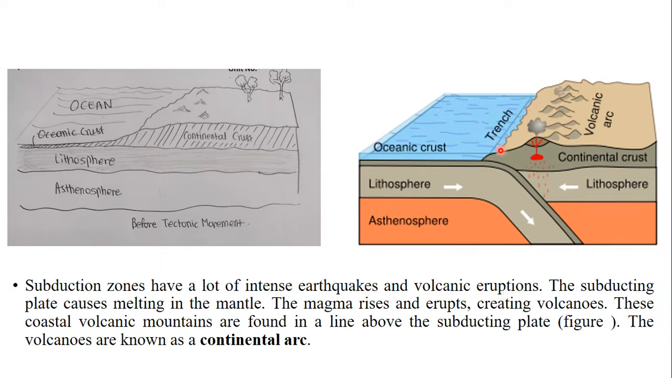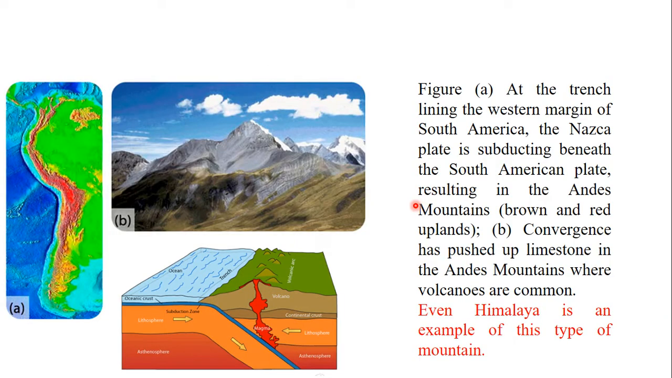So this is the subduction zone after subduction of the oceanic crust below the continental crust. The subducting plate causes melting in the mantle and the magma rises and erupts, creating volcanoes. So here the molten magma moves in upward direction and it erupts. So eruption takes place, volcanic eruption. These coastal volcanic mountains are found in a line above the subducting plate. So here these are the volcanic mountains. The volcanoes are known as continental arc.